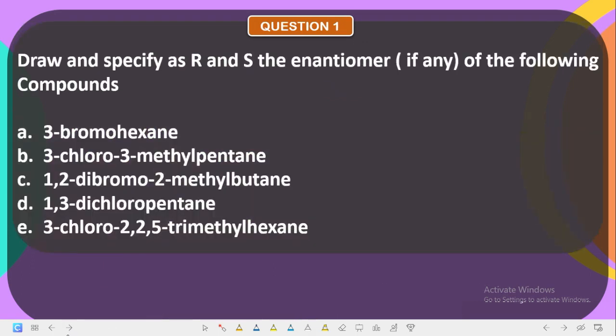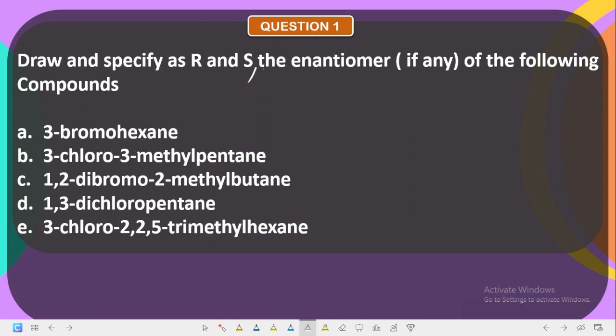These are test questions. Draw and specify as R and S the enantiomer, if any, of the following compound. Let me look at it again. The question says draw and specify as R and S the enantiomer, if any, of the following compound. So you draw and specify as R and S and then the enantiomeric form of it, if any.